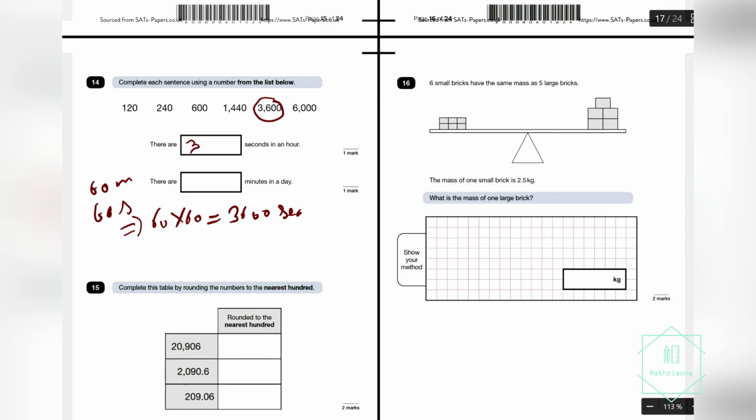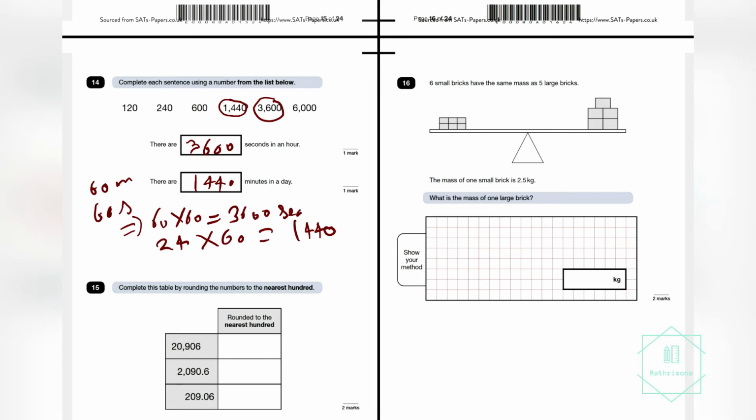Next: there are dash number of minutes in a day. So in a day we have 24 hours, and in 1 hour we have 60 minutes. So to work it out, 24 times 6 is 144, right? So that's our answer for the second part. There are 1440 minutes in a day.